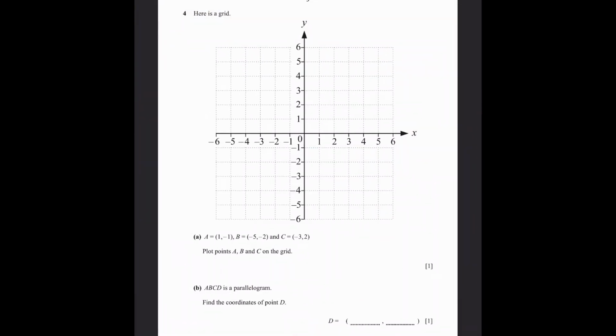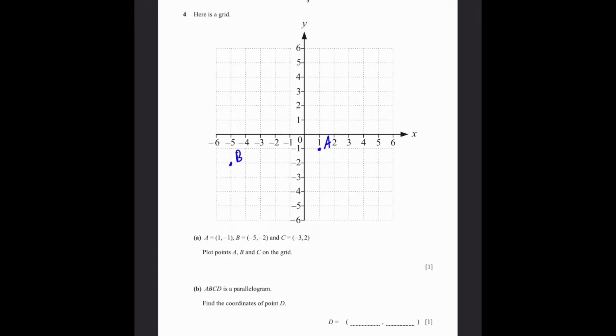Question 4. Here's a grid. A equals 1, negative 1, B equals negative 5, negative 2, and C equals negative 3, 2. Plot points A, B, and C on the grid. So first we'll plot A, 1 x and negative 1 y. Point is here. B is negative 5 x and negative 2 y. Point is there. Now let's plot point C. It's negative 3, 2, which means x equals negative 3 and y equals 2. So x equals negative 3, the line is over here. y equals 2, it's over here. And the intersection's right there. So we can plot the point C over there.